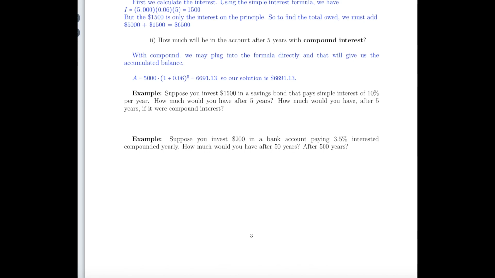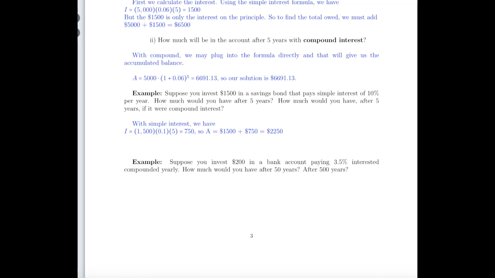Suppose you invest $1,500 in a savings bond that pays simple interest of 10% per year. How much would you have after 5 years? How much would you have after 5 years if it were compound interest? First we'll do the simple interest. We have that I equals 1,500 times 0.1 times 5, which is 750. So A, our accumulated balance, is going to be the 1,500 principal plus the 750 interest, which gets us a total of 2,250. So after 5 years with simple interest, we'll have $2,250.